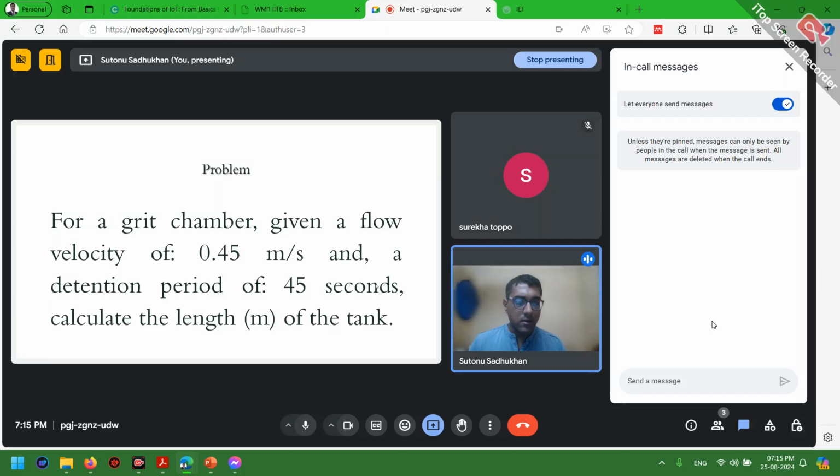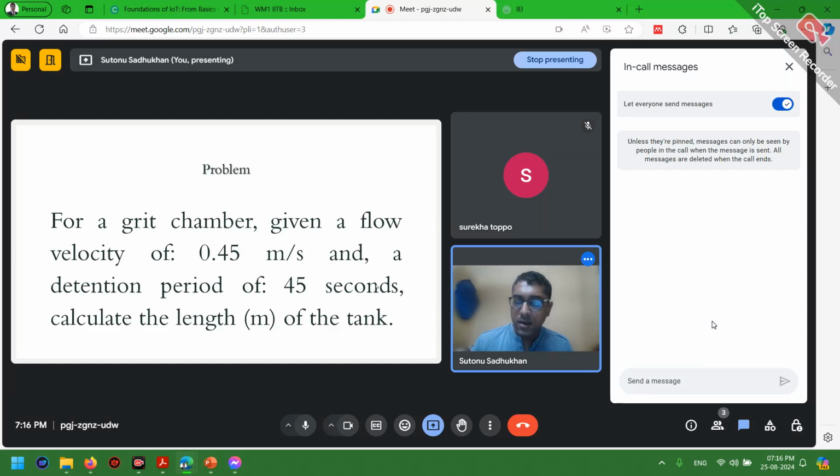I'll wait for 2 minutes, then I'll proceed with the solution. It's a very simple problem, a direct calculation or answer-based problem. Based on the question itself, you can guess the answer.